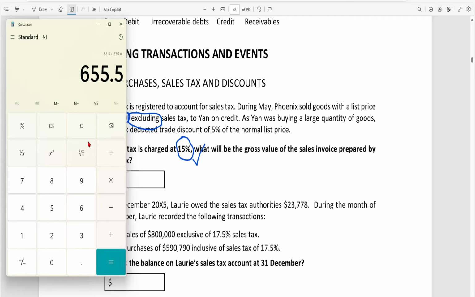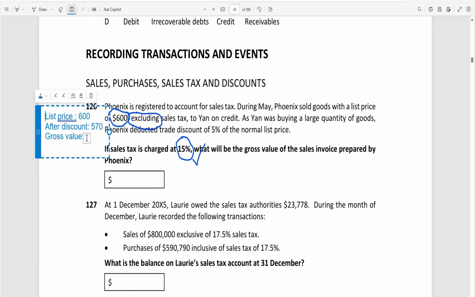Or what you can do is, we had calculated the net price of 570, right? And you can simply multiply it by 1.15, and why, I will tell you in a while. Okay, so its answer is 655.5. So 655.5 is your answer for the gross value.